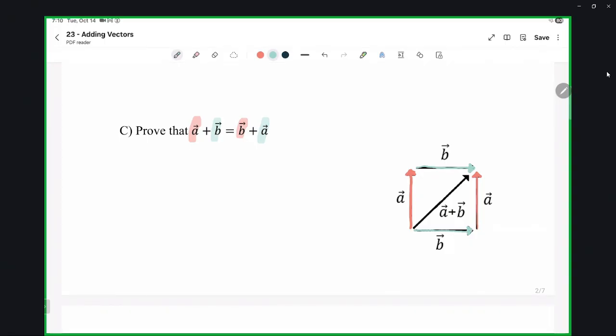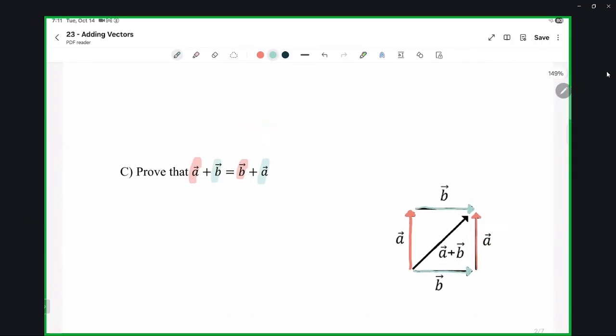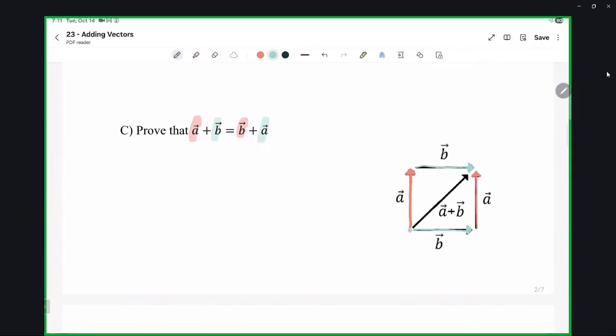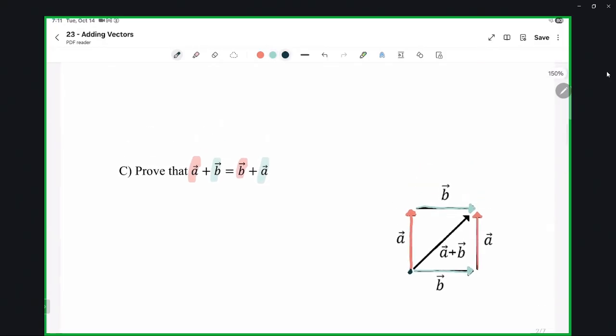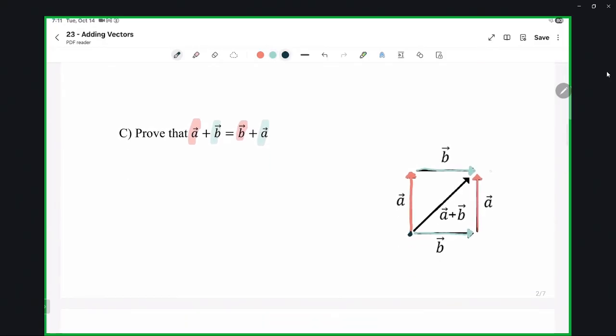And again, you can show this with non-perpendicular vectors. It's just easier to show it with perpendicular vectors. Okay, so you can see here that regardless of whether we start with A then B, or B then A, they both still have the same initial starting point, say here. And if we move in the direction of A, then B, you can see that's clearly equivalent to the direction of B, then A. So the way to prove this one is to sketch a vector diagram to verify.